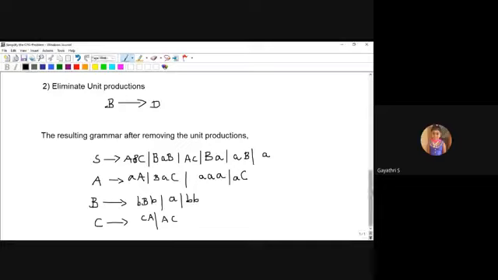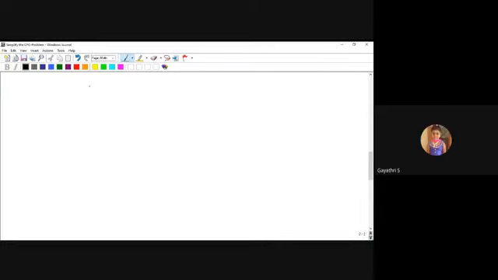Next, step number 3, which is eliminate useless symbols. Eliminating useless symbols means you first have to identify the useful symbols, by finding which symbols are generating and which symbols are reachable. This is how to identify the useful symbols from the productions. If you can identify the useful symbols, then the remaining variables or non-terminals are automatically removed from the productions.